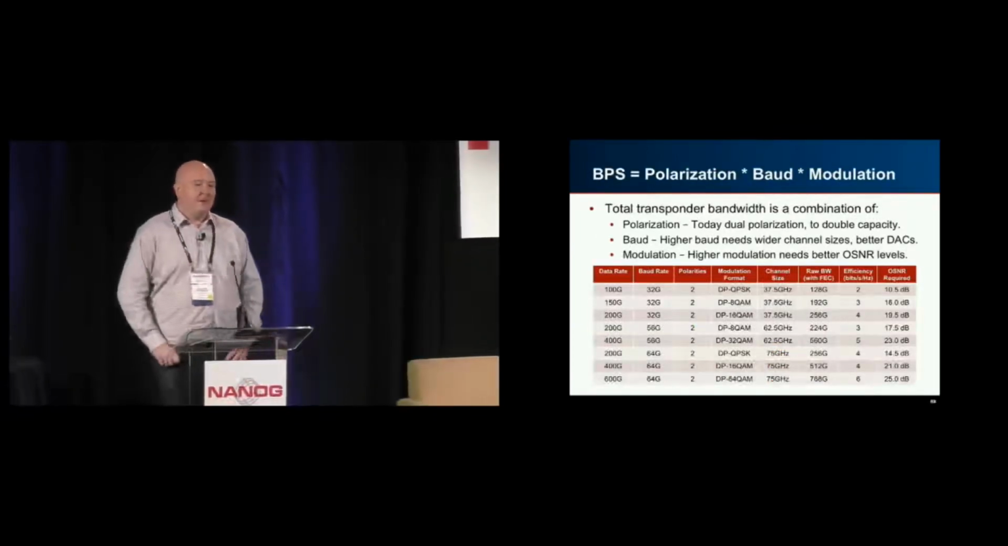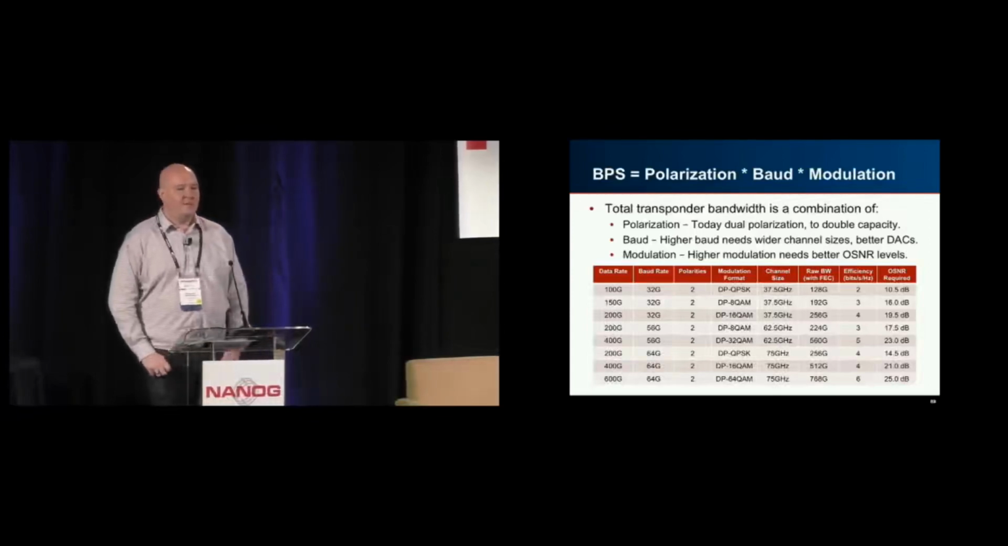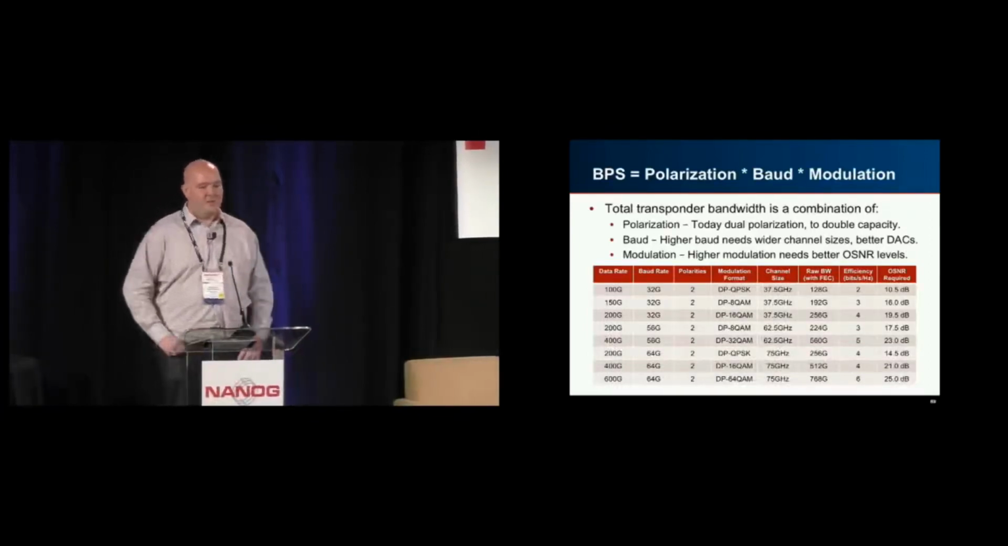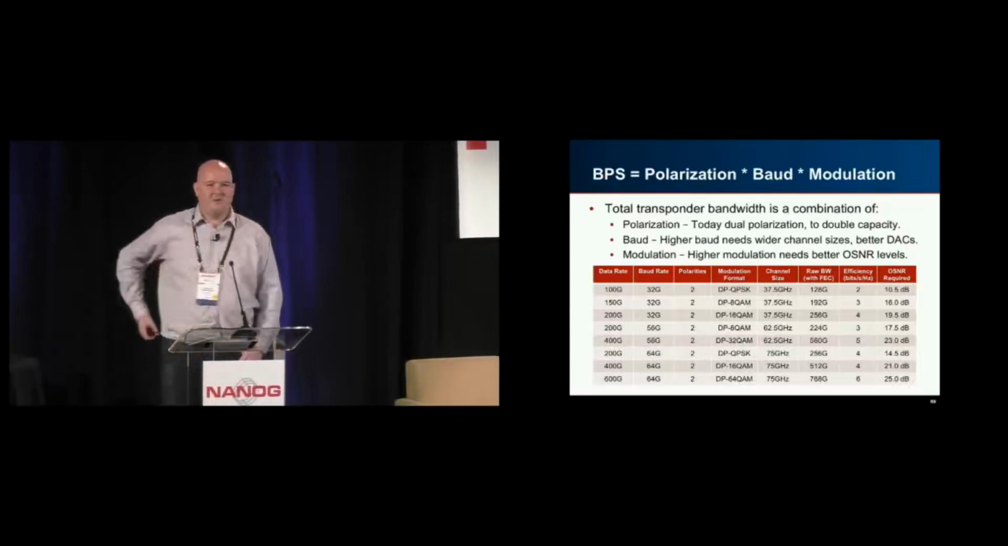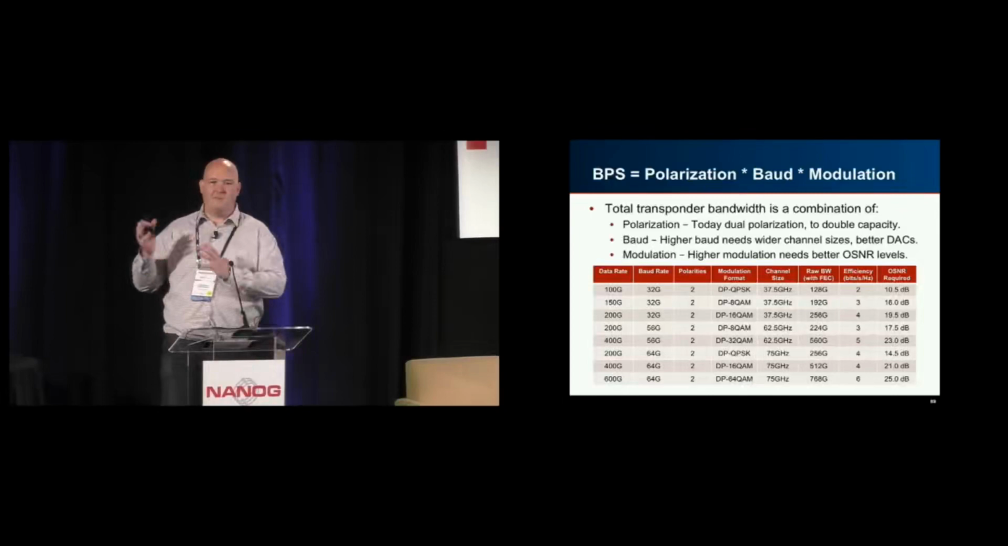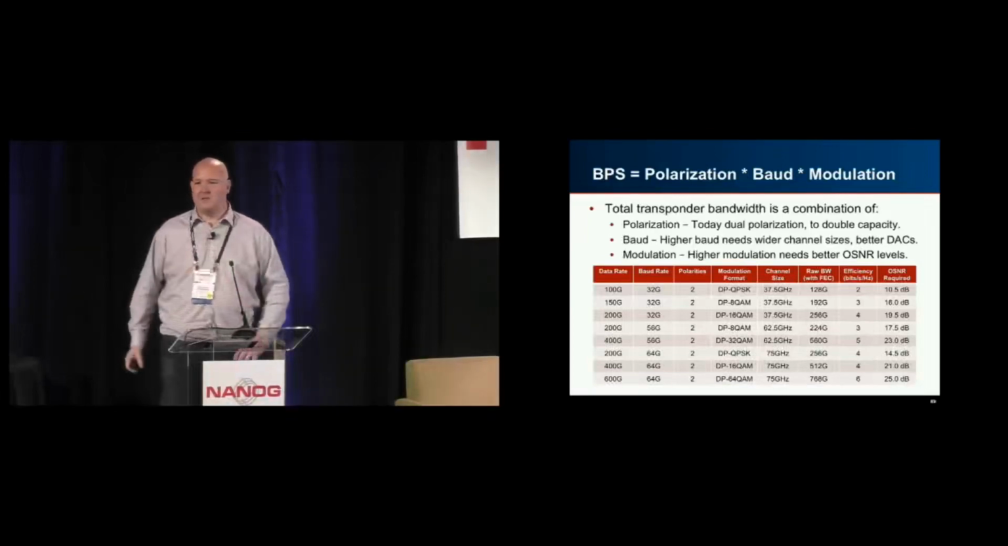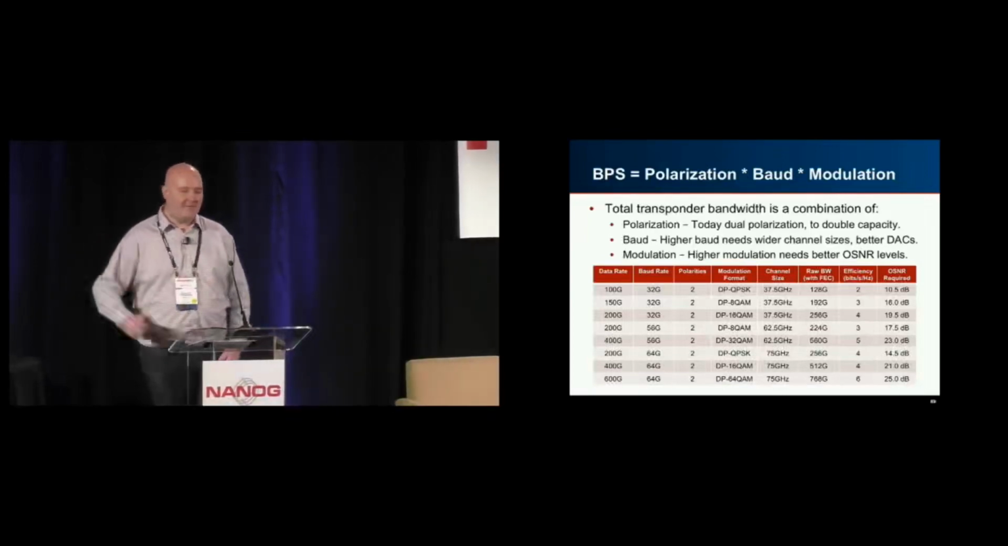So when you look at a modern system and you think about what is the bit rate, what is the amount of data that I'm able to get, basically think of it as a multiplication of polarization times baud times modulation. So your polarization, like I said, today we have dual polarization, and you'll double capacity, and we're already looking at things like optical angular orbital momentum and all kinds of different ways to multiplex additional properties of light. But today we get two polarizations, so you get a doubling of bandwidth.